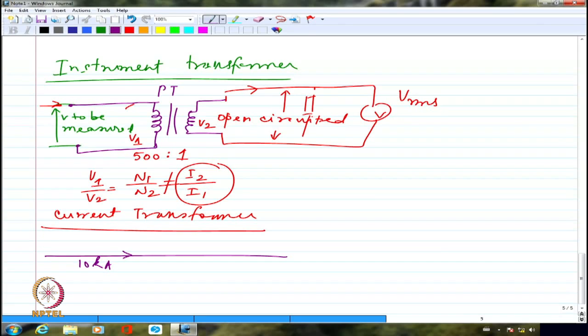Let us look at the current transformer. So let us say I have 10 kiloampere of current. It is a variable current. Maybe it changes from 10 amperes to 10 kiloampere and I want to measure this. For measuring this, I can use this itself as the primary. Very often, current transformers use the conductor whose current needs to be measured itself as the primary. You don't have to have a separate primary at all, in all probability.